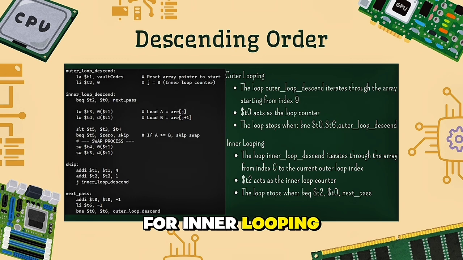For the inner looping, the loop inner loop descent iterates through the array from index 0 to the current outer loop index. Register T2 acts as the inner loop counter. The loop stops when branch on equal register T2, register T0, next pass. It decides if a single pass through the array is complete.